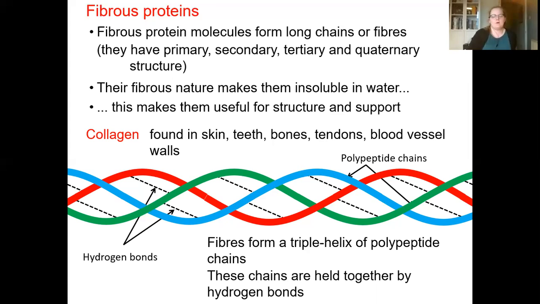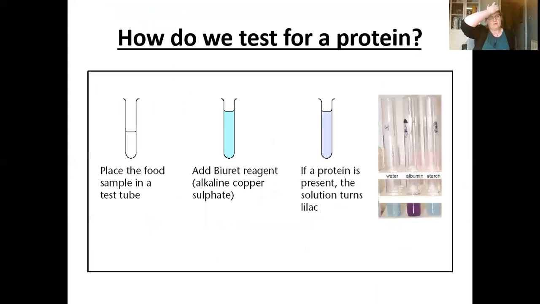So yeah, proteins, we do need to know how to test for proteins. It hasn't changed since GCSE, which is really quite nice. Again, you're going to place your food sample in a test tube. You're going to add the biuret reagent. Sometimes it comes as biuret A, biuret B, biuret 1, biuret 2. You have to mix the two solutions together, in the same quantities. Biuret reagent is alkaline copper sulfate. And if a protein is present, the solution turns a lilac colour.